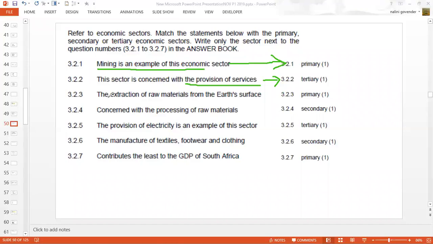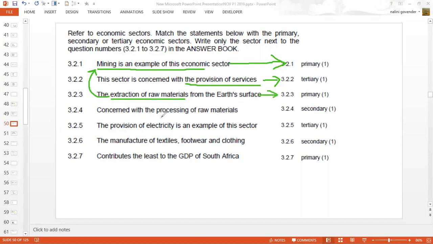Question number 3, the extraction of raw materials from the earth's surface. And there we said mining is the extraction of raw materials from the surface. In the same way, fishing, farming, hunting, forestry are all examples of primary activities, right? So the extraction would be referred to as the primary activity.